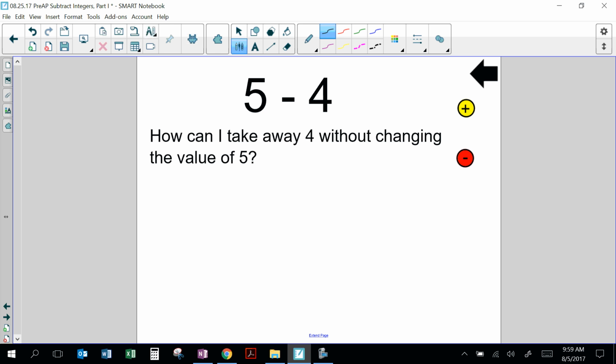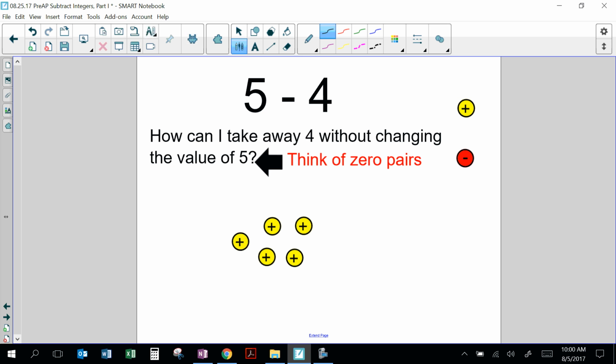So start off baby steps. How can I take away 4 without changing the value of 5? So using your algebra tiles, 1, 2, 3, 4, 5. So how can I take away 4 without changing the value of this 5? So I have to leave this alone. So I need to take away 4 positive. But here's a hint. Think of zero pairs.